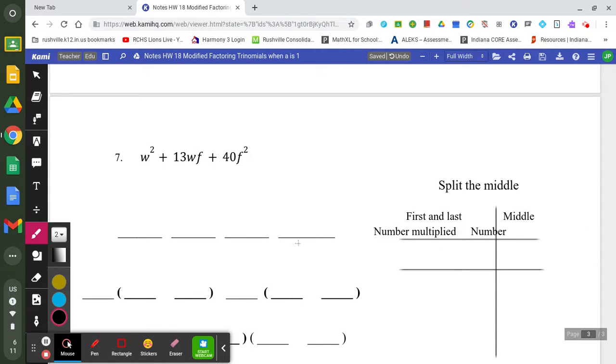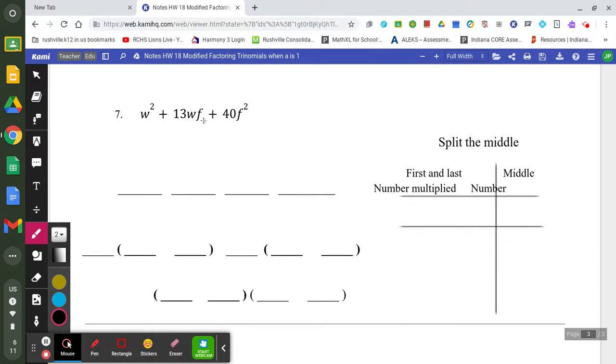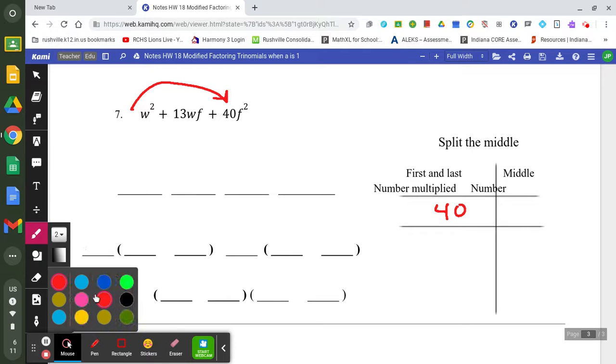Okay, I'm skipping down to number 7 because the others were very similar to each other. But 7 is a little different because you'll notice there are 2 letters here. But we still multiply our first number and our last number. So we have 40. And then our middle number is 13.